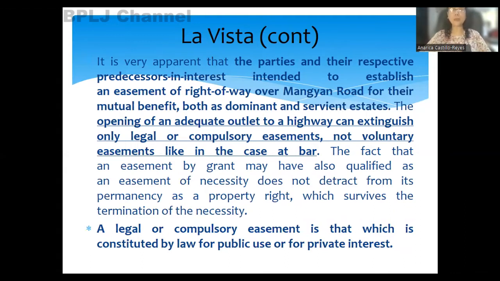The opening of an adequate outlet to a highway can extinguish only legal or compulsory easements, not voluntary easements like in the case at bar. So you must remember, if the easement of right of way is one which is voluntary, one which is made according to the will of the party, arrived at through a contract, then the opening of another outlet to the highway will not extinguish the easement. That extinguishment is only applicable if the easement is legal or compulsory.